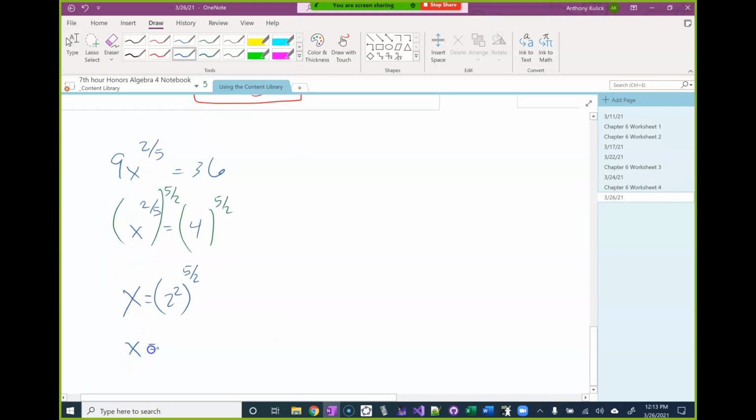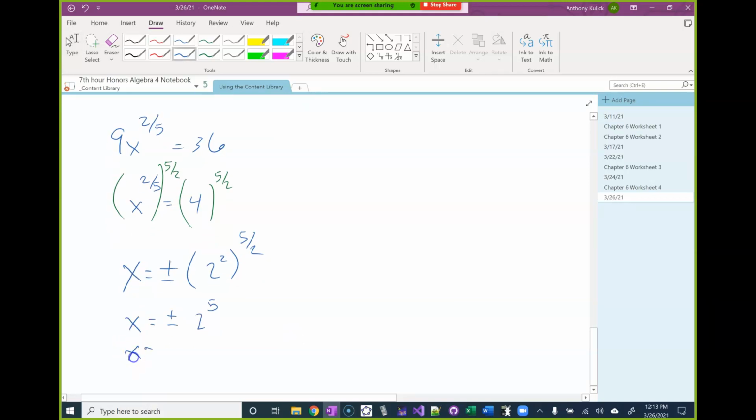Exponent of an exponent. Whoa! Hold on. What did I forget? Plus or minus. It's almost a disaster there. Exponent of an exponent means I multiply. So I have plus or minus 2 to the 5th, or plus or minus 32.